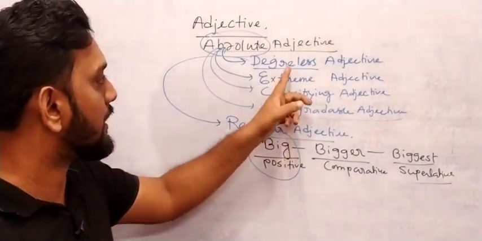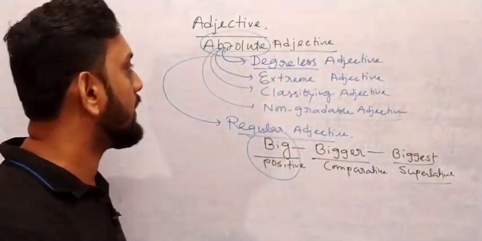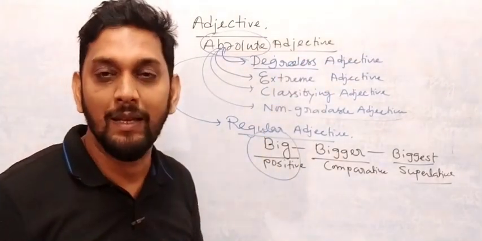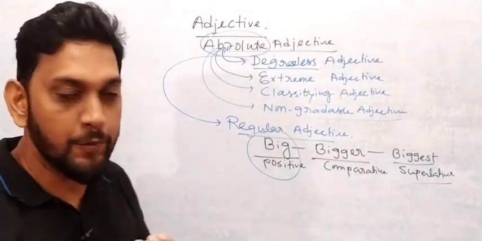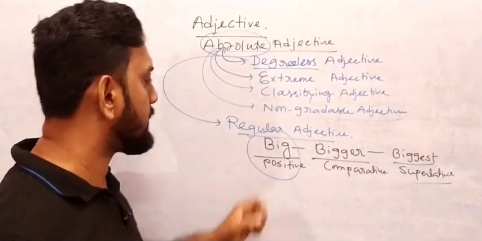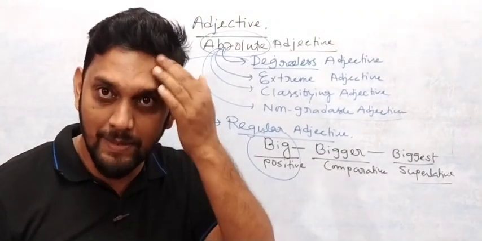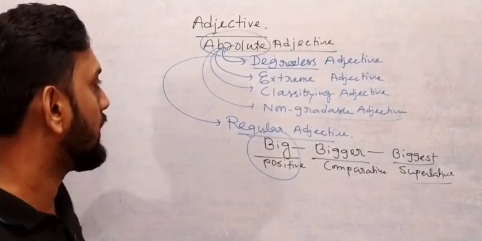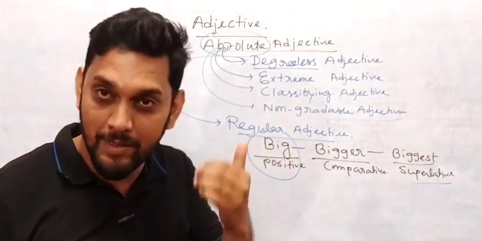But the adjectives which don't have the comparative as well as the superlative form are known as degreeless adjectives. Degreeless means they don't have comparative as well as superlative form. So try to understand: it means that it is an adjective but it doesn't have any comparative and superlative form. So what are called absolute adjectives or degreeless adjectives?